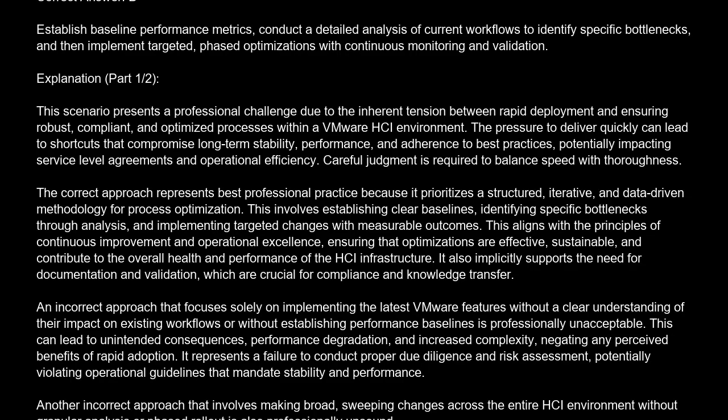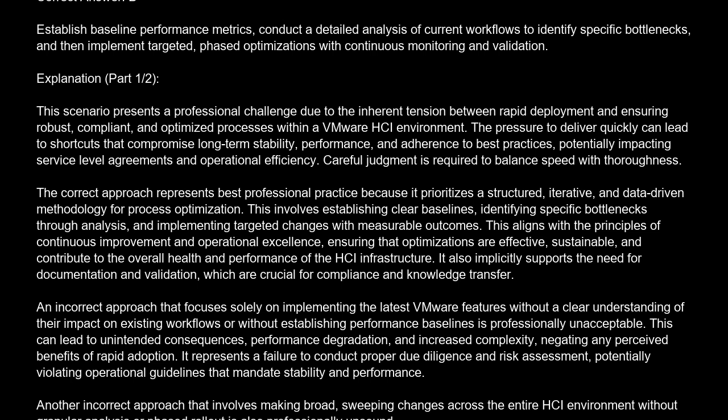The correct answer is B. Establish baseline performance metrics, conduct a detailed analysis of current workflows to identify specific bottlenecks, and then implement targeted, phased optimizations with continuous monitoring and validation. Explanation. This scenario presents a professional challenge due to the inherent tension between rapid deployment and ensuring robust, compliant, and optimized processes within a VMware HCI environment. The pressure to deliver quickly can lead to shortcuts that compromise long-term stability, performance, and adherence to best practices, potentially impacting service-level agreements and operational efficiency.